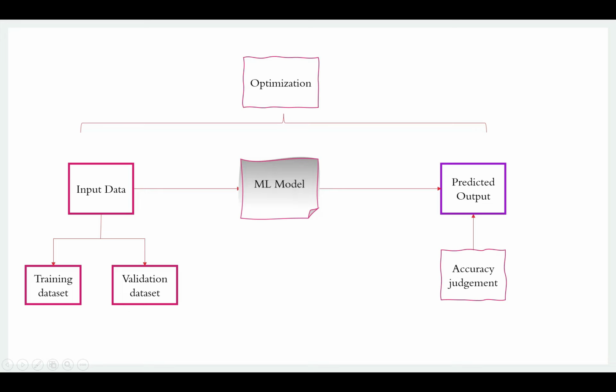Then there is this piece where we are judging the accuracy of the model. The accuracy judgment is done, and based on that we keep on doing this iterative process of optimization. So this is how the whole process will work. There are many nuances within this, but this is the most simplistic view to look at.